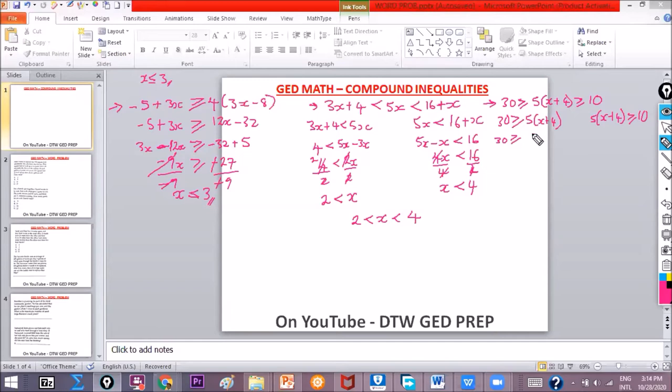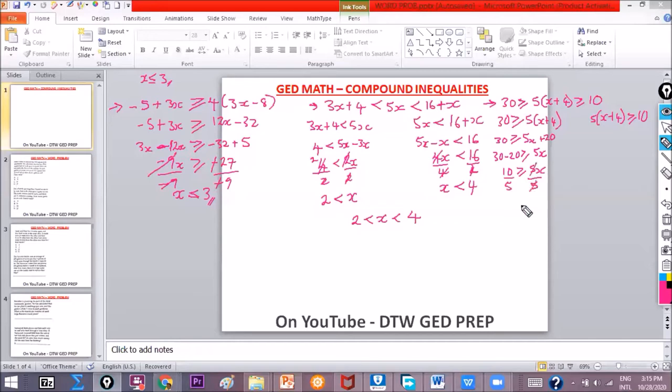Okay, so let's go forward. Here we have 5 times x, we have a 5x. And 5 times 4, we have what? 20. Okay, so take this 20 to this side, we have 30 minus 20 less than or equal to 5x. And 30 minus 20 is 10, less than or equal to 5x. So here, we divide both sides by 5.